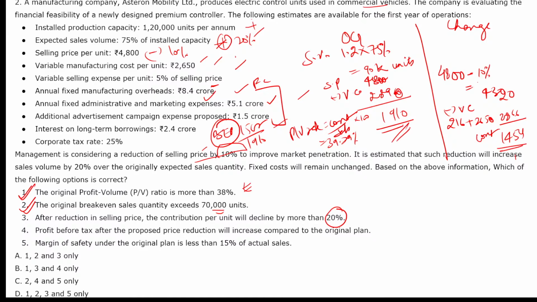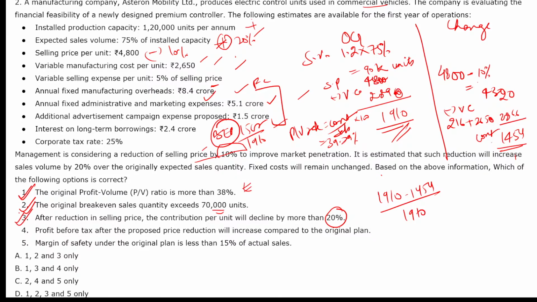This was the old contribution. This is the new contribution. So is the change more than 20%? Let's see. 1,910 minus 1,454 divided by 1,910. Original minus new divided by original. Always divide by original only. Only then you will have the correct answer. Which will be 23.87. Yes, so it will be more than 20.